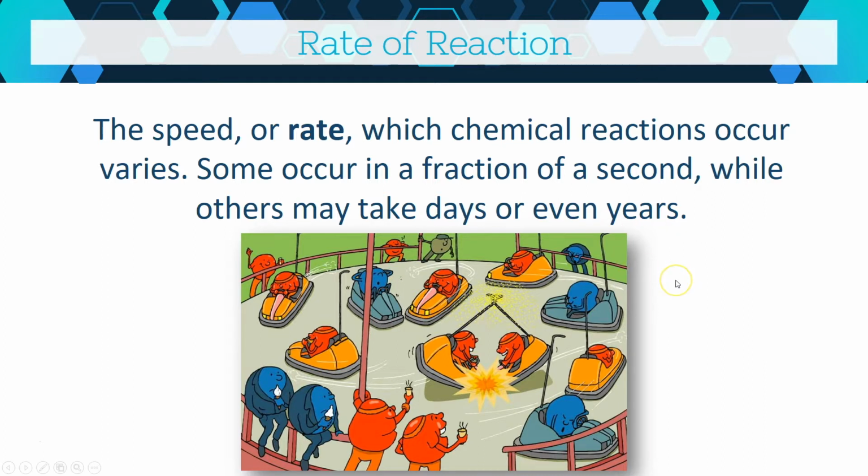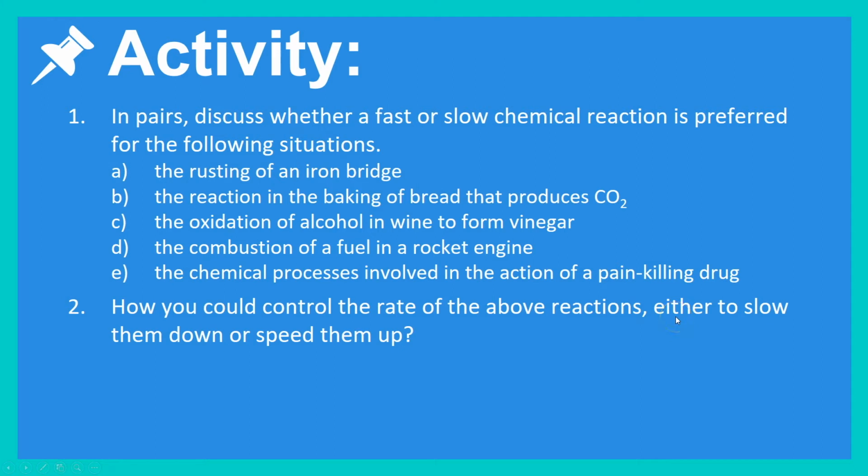Now, not all reactions occur in timeframes we want them to happen in. So actually have a bit of a think. Would you like the following reactions to be fast or slow? What ones do you want to be fast, and what ones do you actually want them to happen slowly? So pause the video, have a bit of a think, and then have a think about how you could control the rate of those reactions, either slowing them down or speeding them up. So pause the video and have a bit of a think.